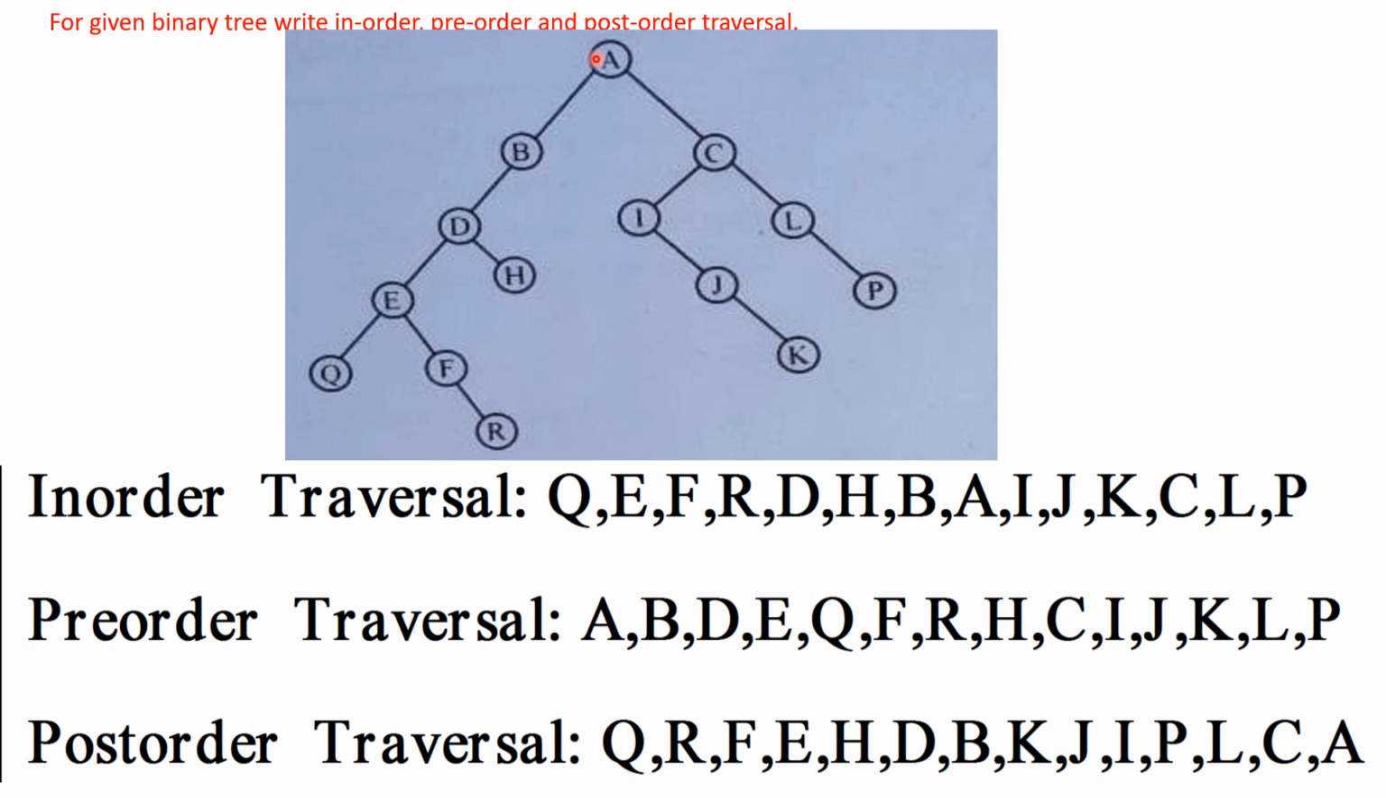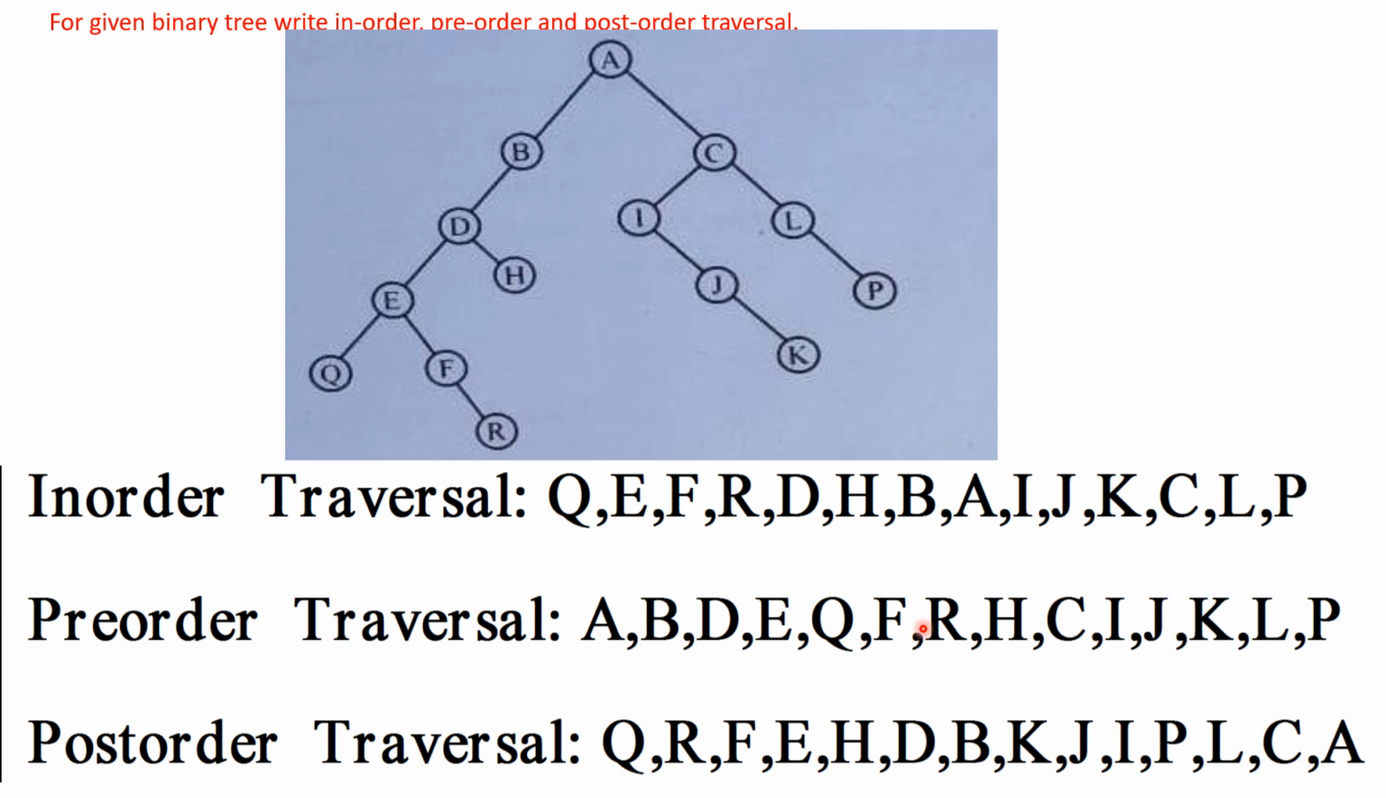Okay. Now for the right side traversal: I, J, K, then C, L, P. Okay, means we have to traverse the left side, then the root, then the right side. Then for the pre-order traversal, first the root node, then the left side, then the right side. So the root node is A, the first element is A, then B, then D, E, then Q, then F and R.